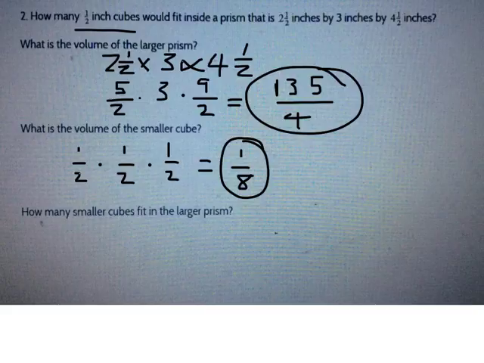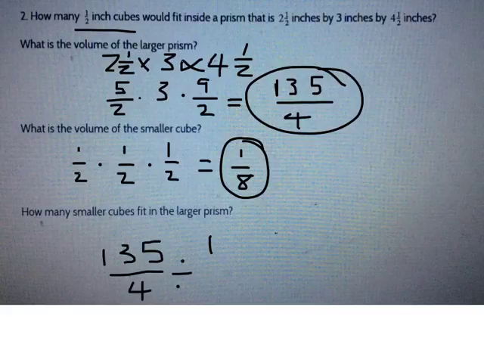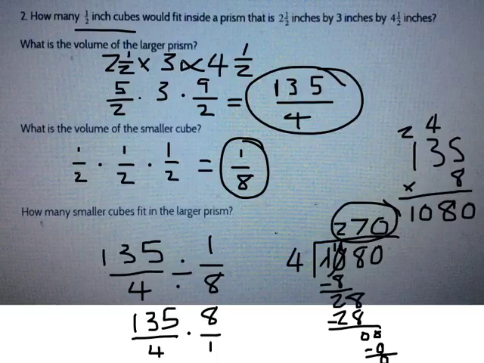Now I can divide to see how many smaller cubes would fit inside of the larger prism. What's 135 over 4 divided by 1/8? Divide to write your answer as a whole number. The answer is 270 cubes would fit. 135 over 4 divided by 1/8 is the same as 135 over 4 times 8 over 1. When I multiply 135 times 8, I get 1,080. Then I can divide by 4 to write it as a whole number. The correct answer is 270.